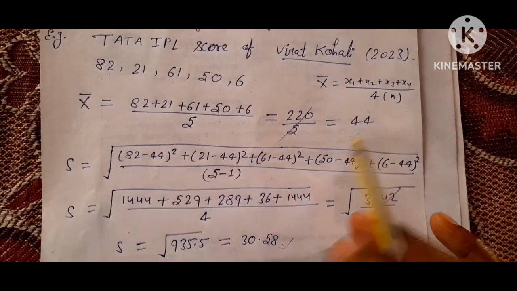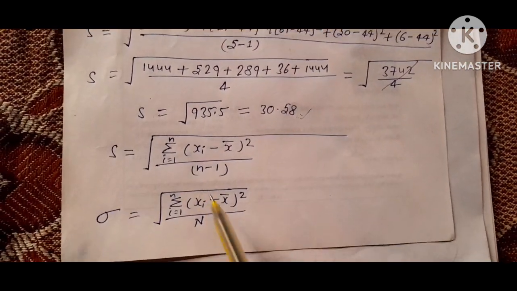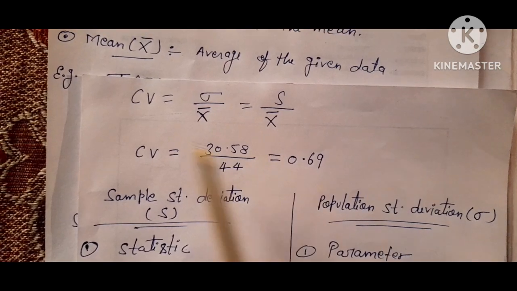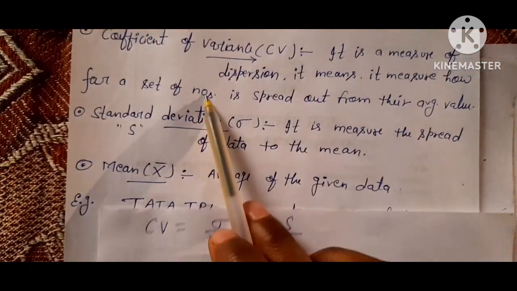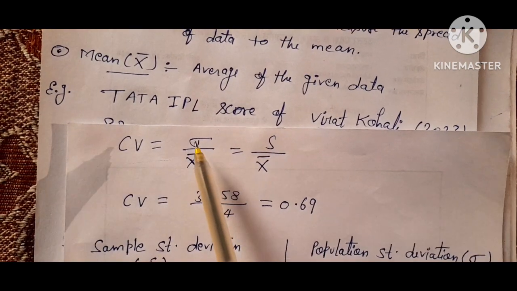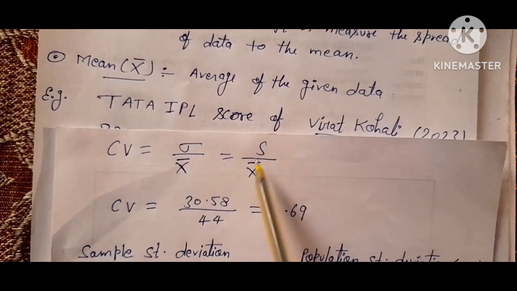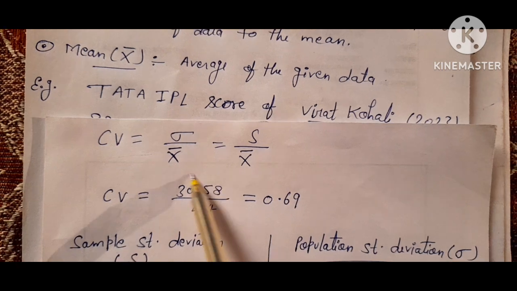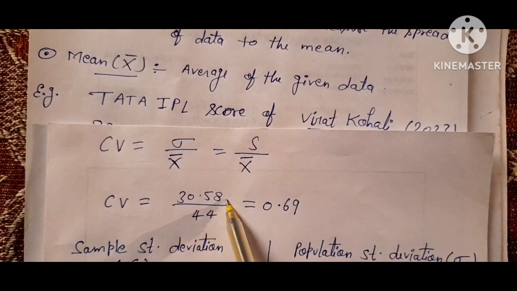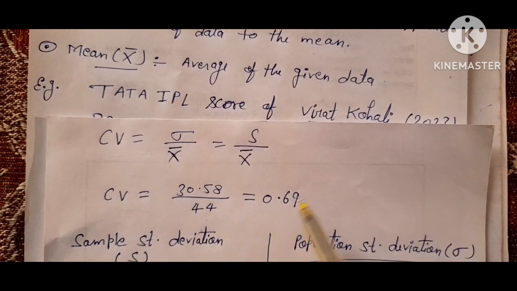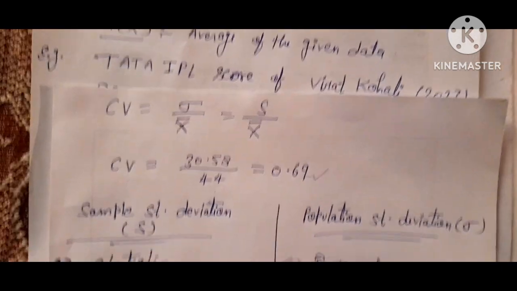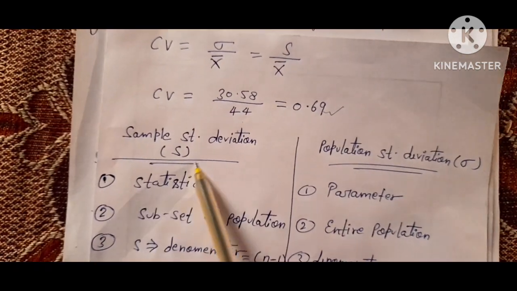Here this is the mean. If you want to calculate CV, the coefficient of variance, then CV is the sample standard deviation divided by the mean. So the sample standard deviation we calculated, 30.58, divided by the mean, 44. It will be calculated as 0.69. Okay.